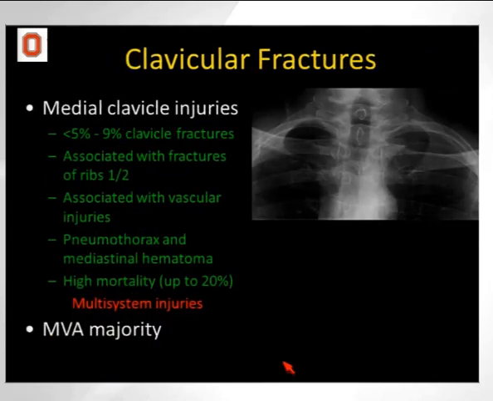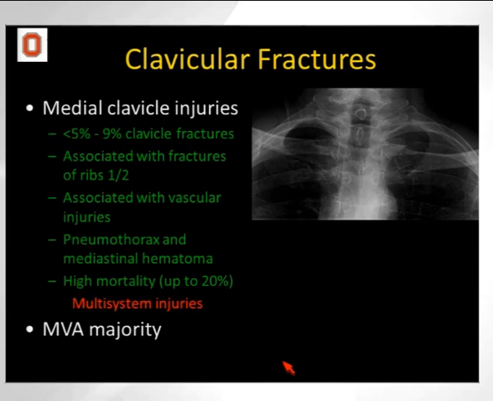One word of caution regarding clavicle fractures: we've all been taught the distribution is 80% in the middle third, 15% in the lateral third, less than 5% in the medial third. But that's only when you fall or when you have lateral impaction injuries. Most of the people that you're going to see that are coming in from an MVA will have anterior impaction. And in those patients, the incidence of medial clavicular fracture is much higher, as much as 9%.